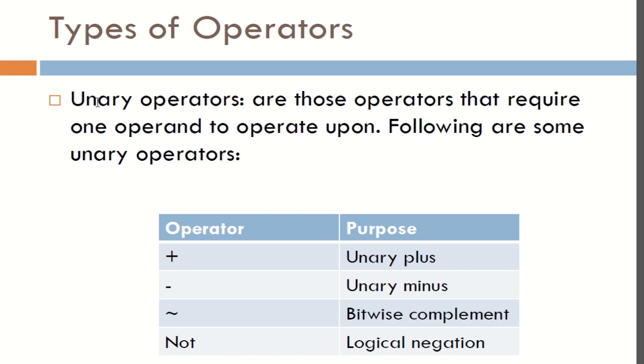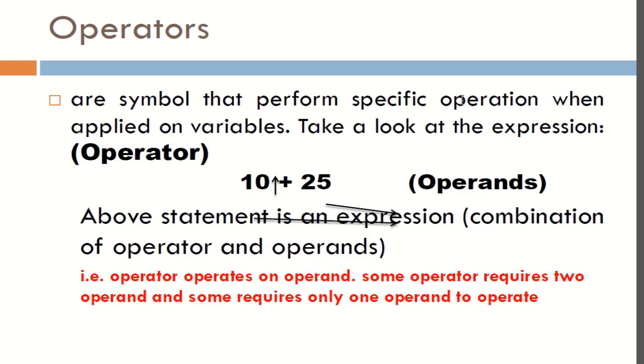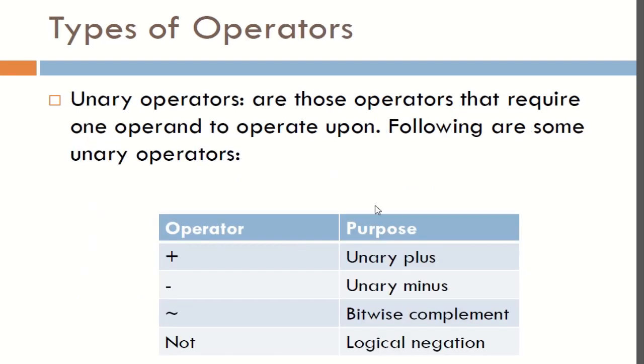So what is a unary operator? Unary operators are those operators that require only one operand to operate. In the previous example we needed two operands, but now we see operators where we require only one operand; these are known as unary operators. There are various unary operators: unary plus, unary minus, bitwise complement, and logical negation. We'll see them one by one.